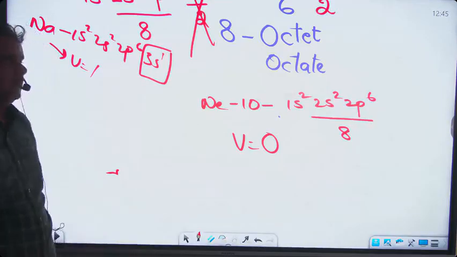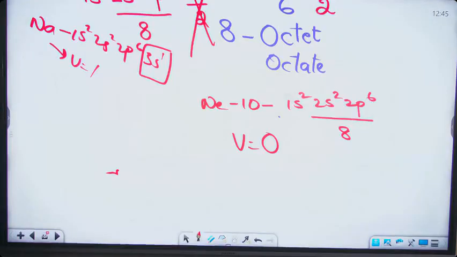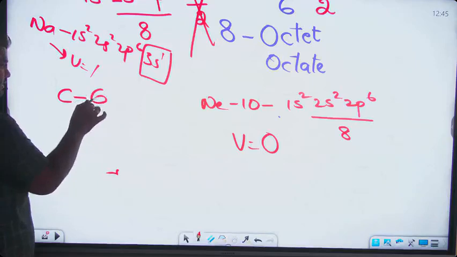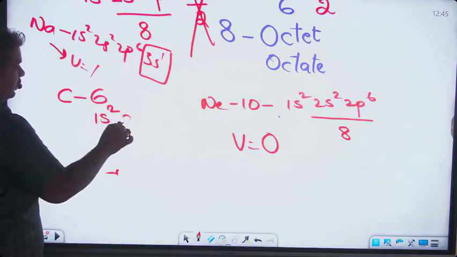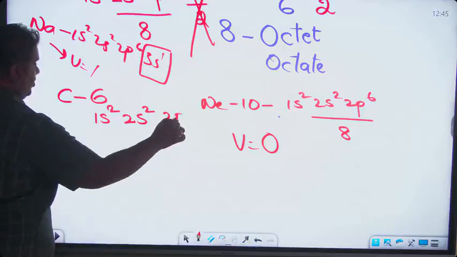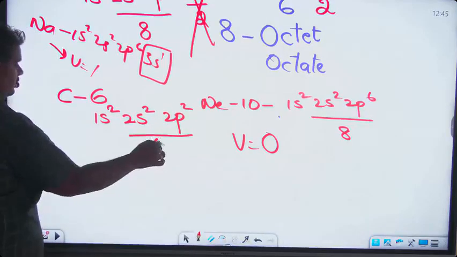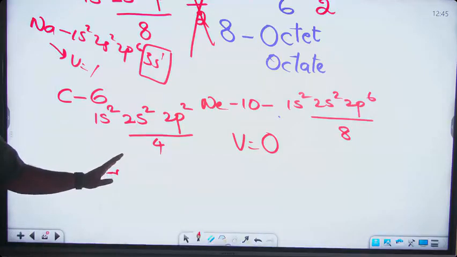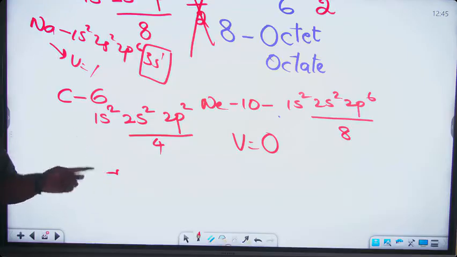At the same time, suppose you talk about the case of carbon. In carbon, atomic number 6, electronic configuration 1s2, 2s2, and then 2p2. So the last orbit is having how many? 4 electrons. Now, will carbon lose 4 electrons? How many are there in carbon's last orbit? 4 are there, how many more are needed? 4 are needed. So it can either lose 4 electrons or gain 4 electrons.